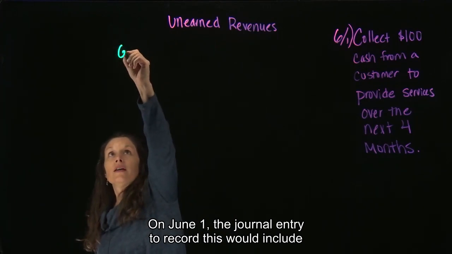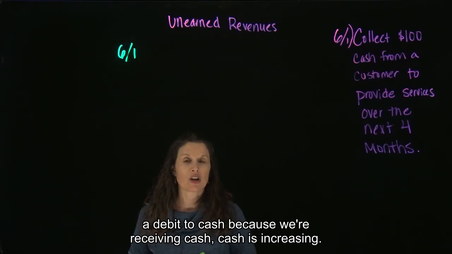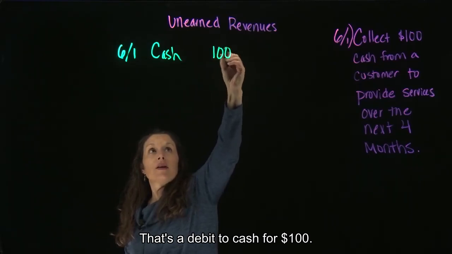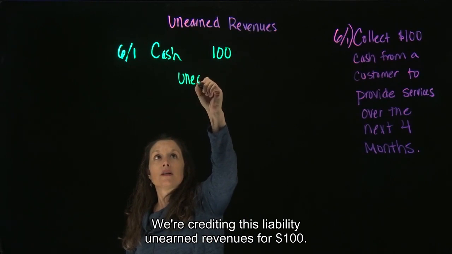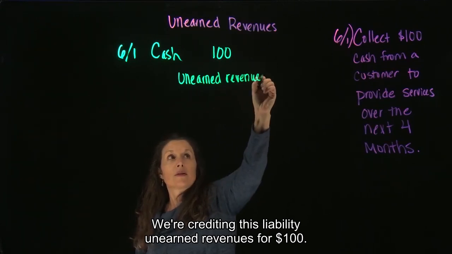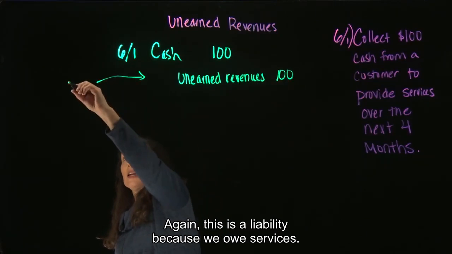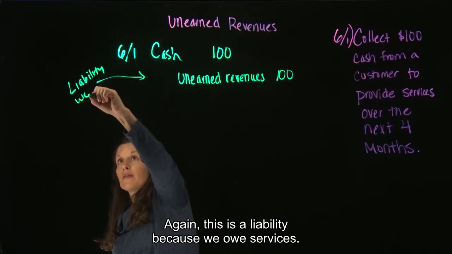On June 1, the journal entry to record this would include a debit to cash because we're receiving cash. Cash is increasing. That's a debit to cash for $100. And we're crediting this liability, unearned revenues, for $100. And again, this is a liability because we owe services.